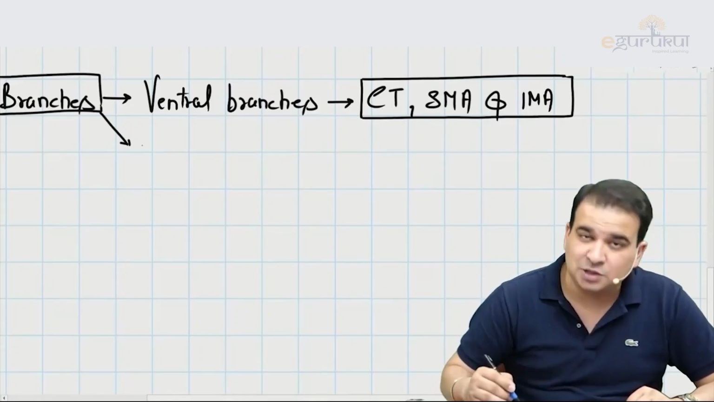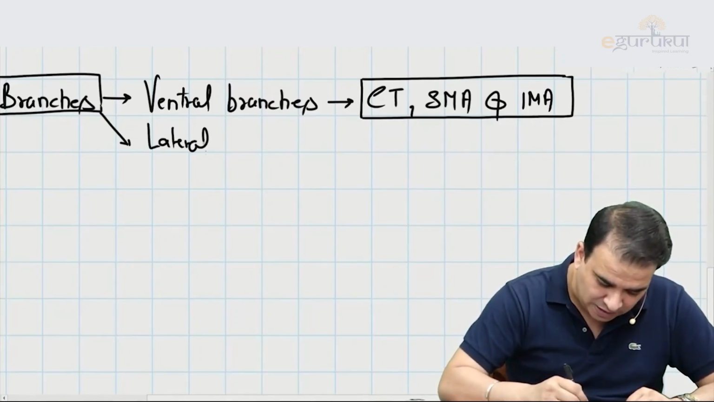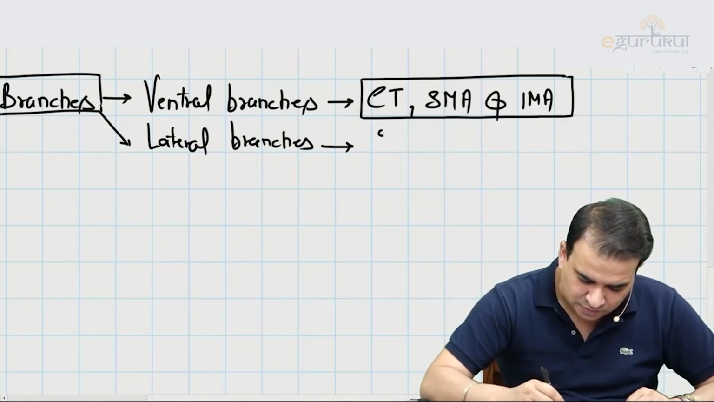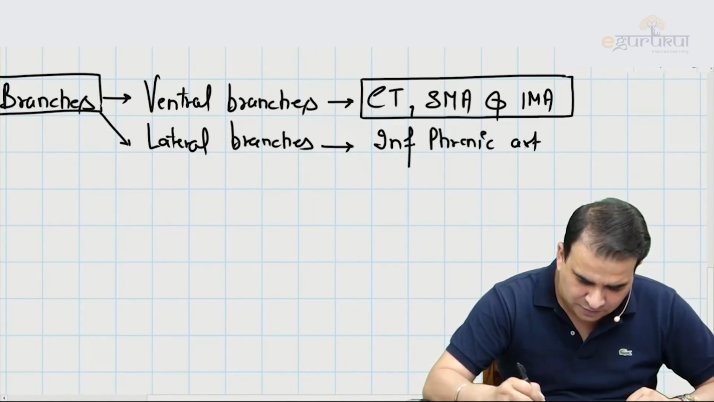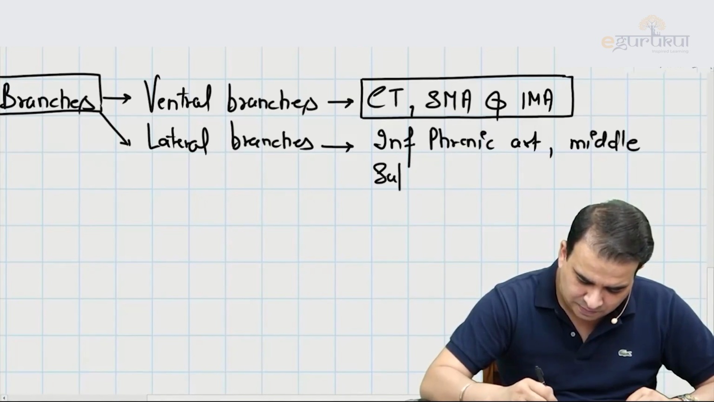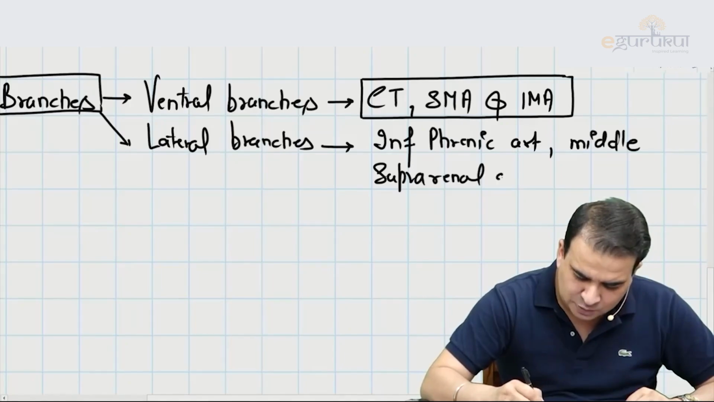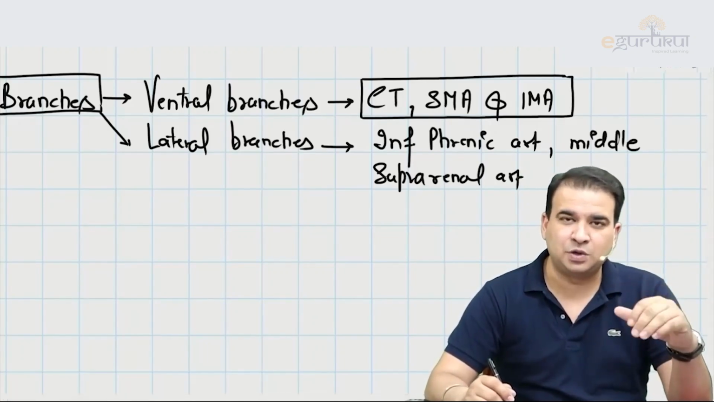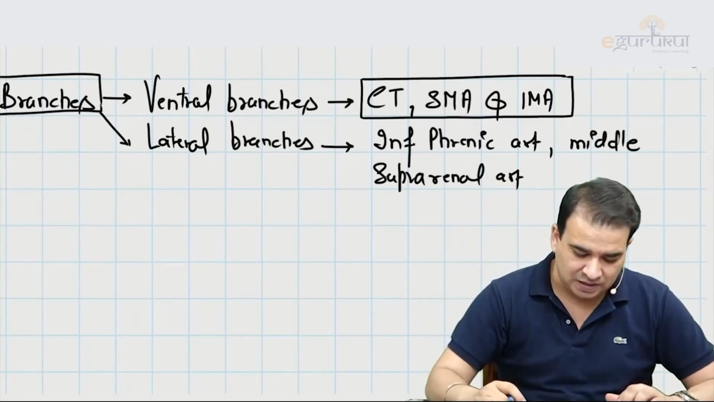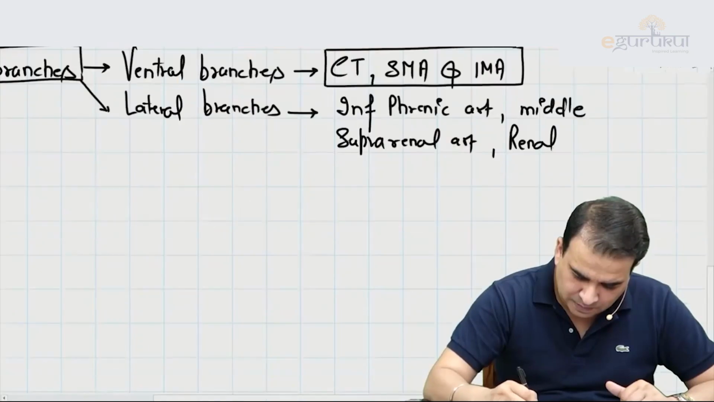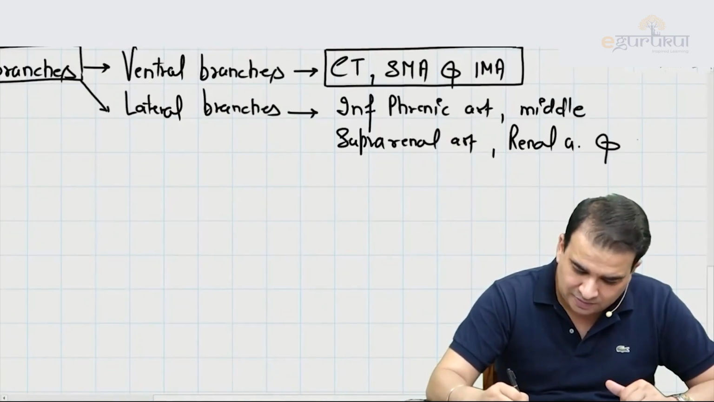Then we have the second type of branches, which are called the lateral branches, coming directly from the abdominal aorta. Lateral branches include one of the highest branches, that is the inferior phrenic artery. We got this inferior phrenic artery. We got this middle suprarenal artery, upper or superior suprarenal, and then inferior suprarenal. They have a different origin. One comes from the inferior phrenic, and one from the renal itself. So inferior phrenic, middle suprarenal artery, renal artery, and then gonadal artery.